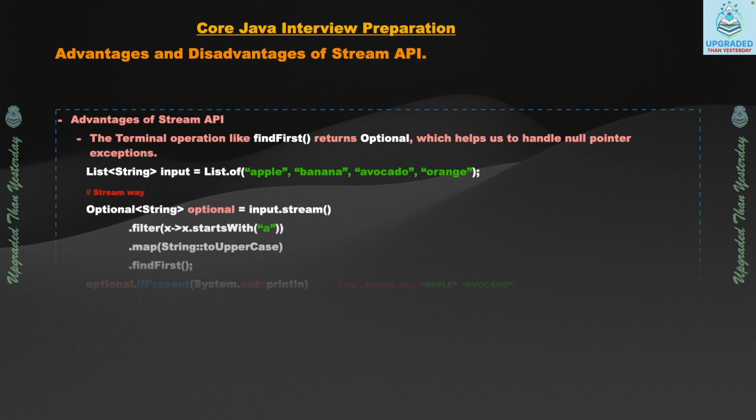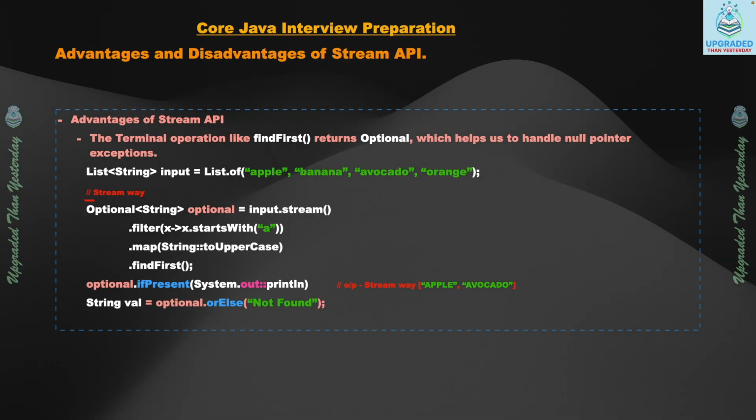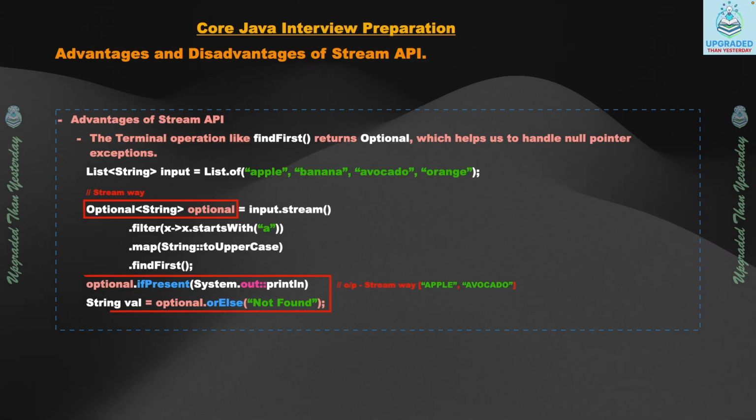Next advantage, the Optional class to handle null pointers to avoid system crashes. Terminal operations like findFirst return an Optional, which helps us to handle null pointers. Look at the code. The findFirst method returned an Optional, and the Optional has methods like ifPresent and orElse to handle the data availability.